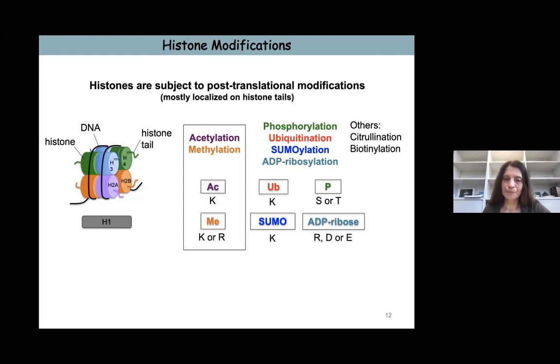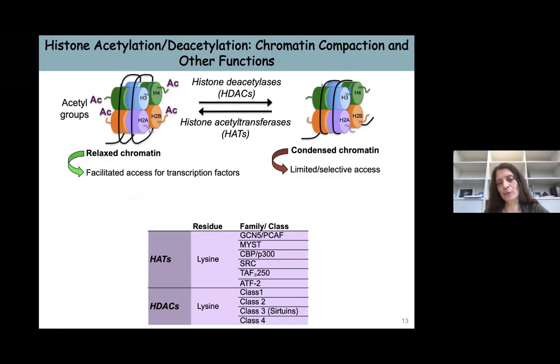Since I'm going to present some work on histone deacetylase 1 and 2, I will tell you how histone acetylation and deacetylation works. When histones are acetylated by histone acetyltransferases, their attraction to the DNA is loosened. This results in a relaxed chromatin that facilitates access for transcription factors and the transcriptional machinery. When instead histones are deacetylated by histone deacetylases, or HDACs, the attraction to the DNA is tight, and this leads to a locally more condensed chromatin that will limit or select the access for the transcriptional machinery.